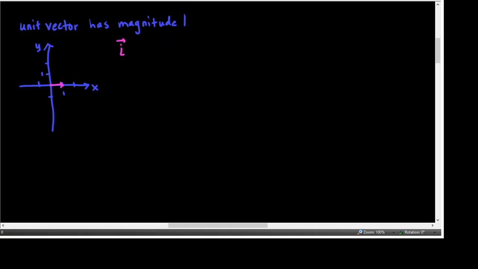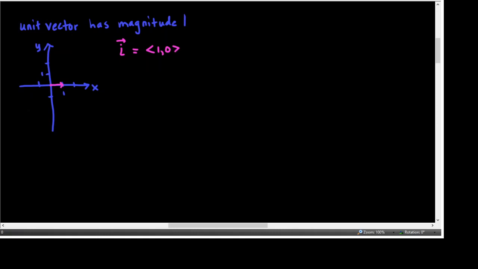This is very confusing. In math, we use I for lots of different things. Here it's the name of the vector. It does not represent the number square root of -1. So you got to be really careful about that. But the unit vector is called the I vector. And in component form, it terminates at 1, 0. So its component form is 1, 0.